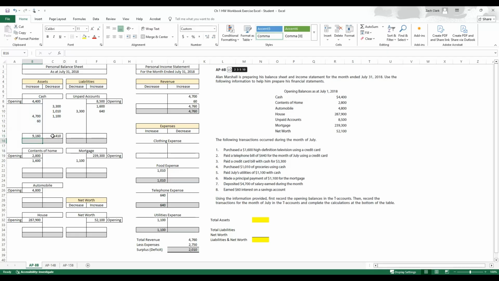Okay, so now we've got total increases, including the opening balance, of 9,160, and we've got total decreases in cash of 5,410. And so finally, this is where our second summation boxes come into play. We just take our total increases minus our total decreases, and we get 3,750. And so our ending cash balance is 3,750.